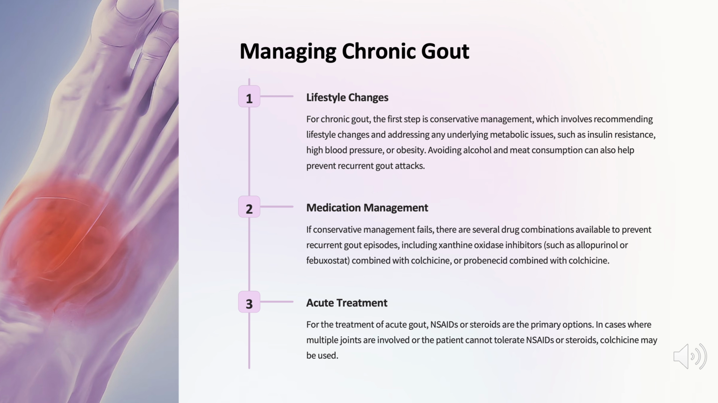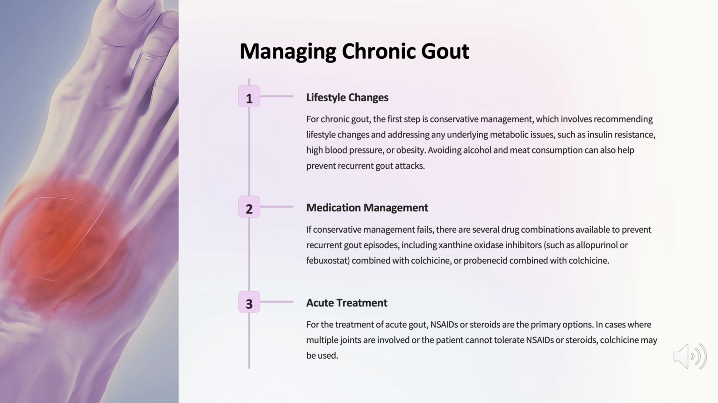Managing chronic gout involves a multifaceted approach. Initially, conservative measures are recommended, including lifestyle modifications and addressing any underlying metabolic issues such as insulin resistance, hypertension, or obesity. Lifestyle changes like reducing alcohol and meat consumption can also help prevent recurrent gout attacks. If conservative management proves insufficient, medication becomes necessary. Several drug combinations are available to prevent recurrent gout episodes. These may include xanthine oxidase inhibitors like allopurinol or febuxostat combined with colchicine or probenecid combined with colchicine.